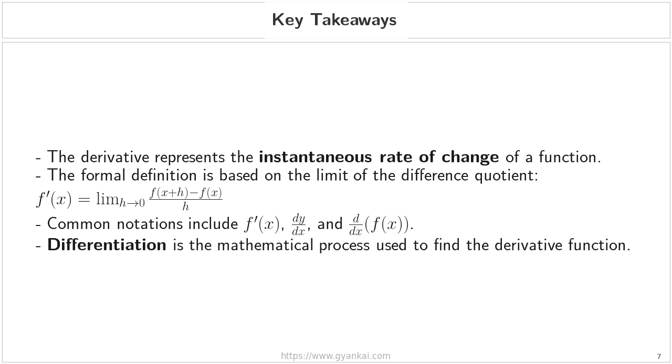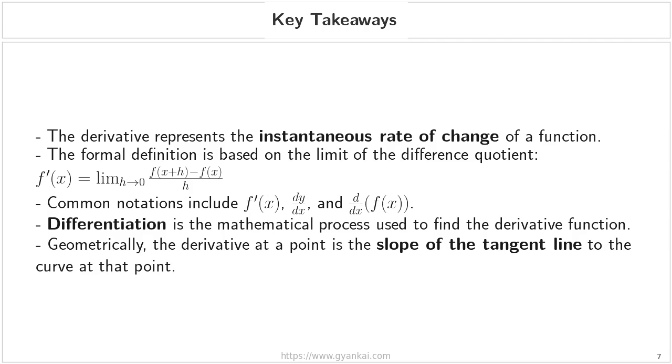Fourth, keep in mind that the actual mathematical process we use to find this derivative function is called differentiation. This is the step that allows us to move from calculating the slope at a single point to finding a general formula that works for any point along the function. Finally, from a geometric perspective, the derivative at a specific point is the slope of the tangent line to the curve at that point. If you imagine a line just barely touching the curve at one single spot, the derivative gives you the exact steepness of that line.